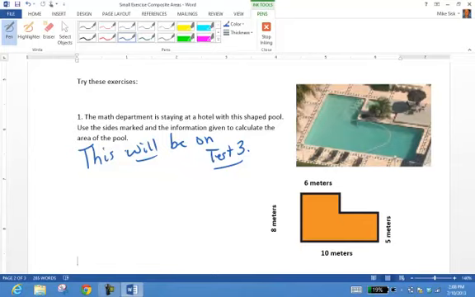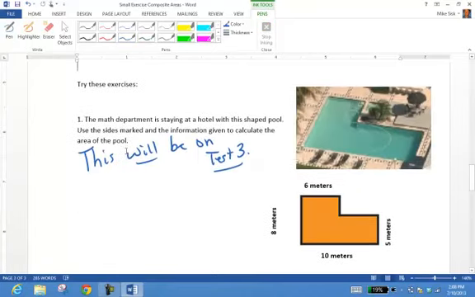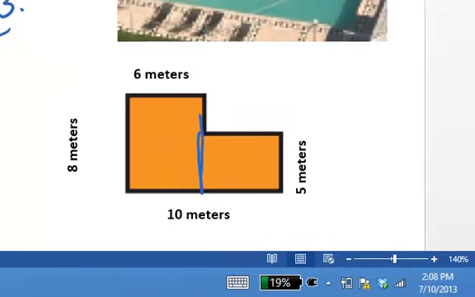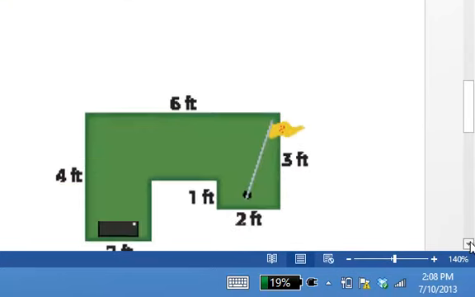So again, same situation. I've got that L shape right there, and I can divide it up into either 2 rectangles this way, or I can divide it into 2 rectangles this way. Totally up to you how you solve the problem, but this should give you a model to go by. The very same thing will happen on the next exercise. Again, you'll submit these online through Blackboard and I'll grade them for you.